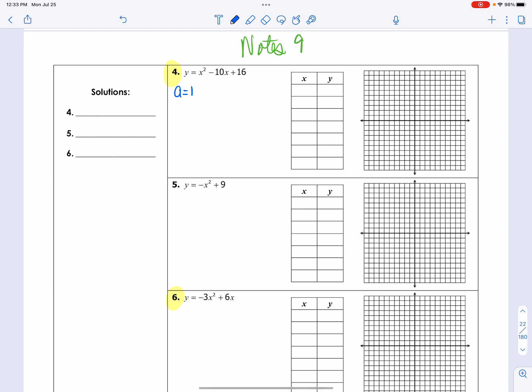So A is 1, B is a negative 10, C is 16. So I'm going to do a negative B, 10, divided by 2A. So my axis of symmetry is at 5. Plug that back in there. 5 squared is 25 minus 50 plus 16. So that's a negative 25 plus 16, which ends up being a negative 9. So I have a point at 5, 1, 2, 3, 4, 5, negative 9. 1, 2, 3, 4, 5, 6, 7, 8, 9.